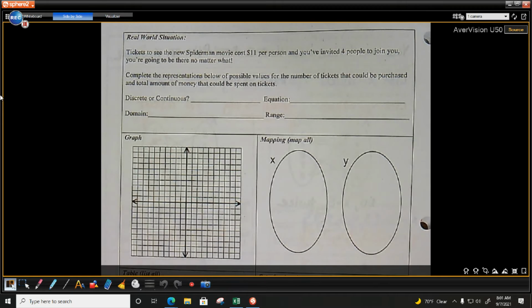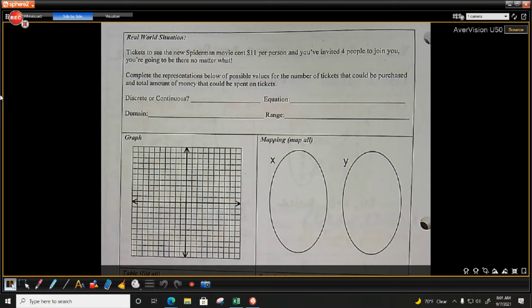Tickets to see the new Spider-Man movie cost $11 per person there, and you invited 4 people to join you. You're going to be there no matter what. These are representations below of possible values for the number of tickets that can be purchased and total amount of money that can be spent on tickets.